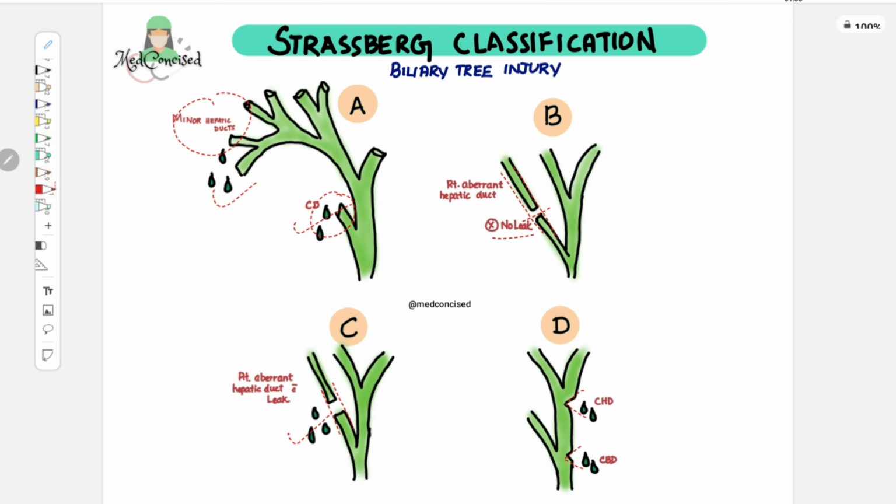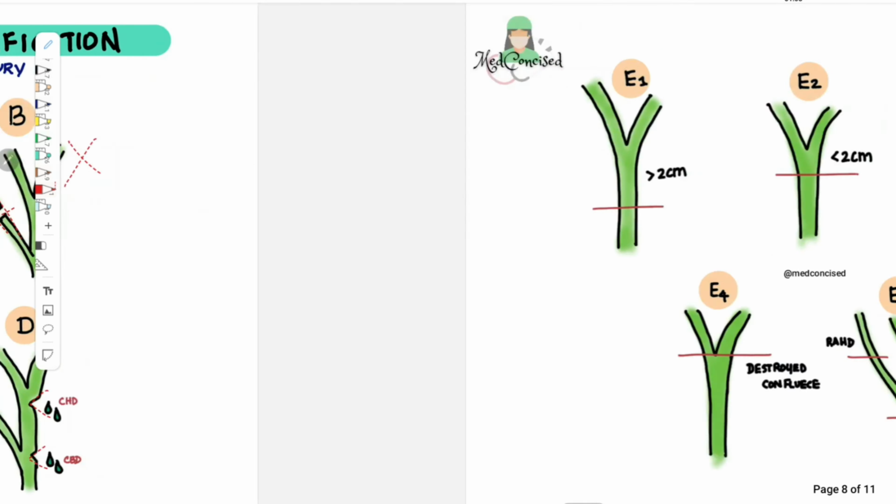So type A, there is injury to the minor hepatic ducts or the cystic duct with leak. In type B, there is injury to the right aberrant hepatic duct without any leak. In type C, there is injury to the right aberrant hepatic duct with leak. And type D, there is lateral injury to the common hepatic duct and the common bile duct.